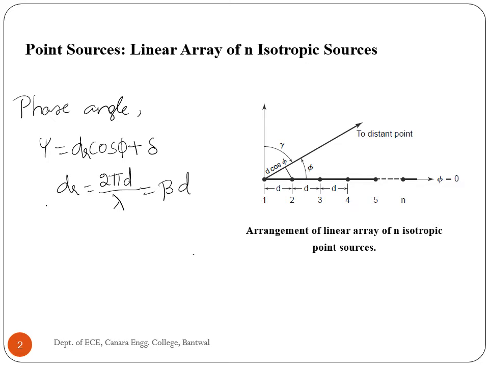If source 1 is taken as a reference, then source 2 will have a phase angle of xi with respect to source 1. Source 3 will have a phase angle of 2 xi with respect to source 1. Source 4 will have a phase angle of 3 xi with respect to source 1 and so on. Source 1 will have a phase angle 0, since we have considered source 1 as reference.